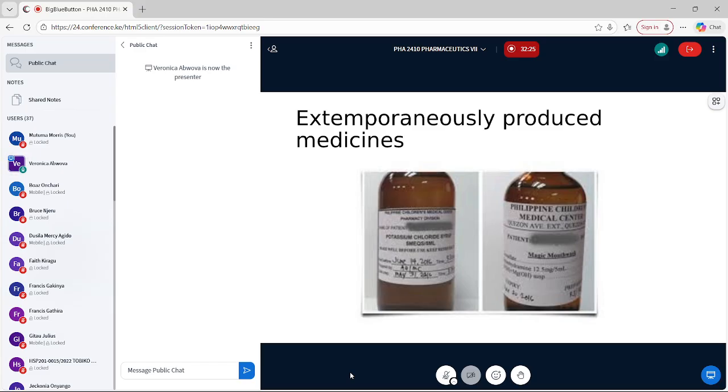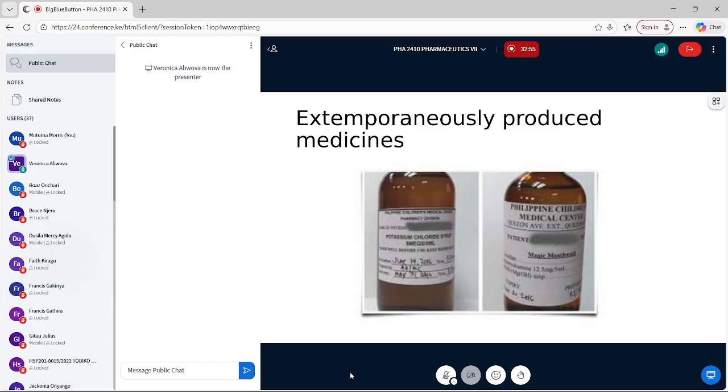These are extemporaneously prepared medicines. You can see it has the name of the pharmacy, okay? It has the name of the patient over here. It has the name of the drug plus the strength of the drug, okay? Then it has the date it was prepared, okay? Instructions for use, okay? And the date over here, what you cannot see is the expiry date.